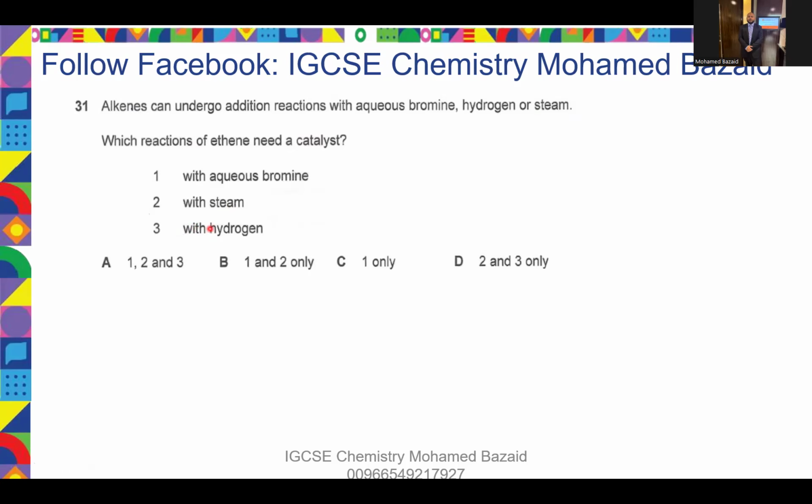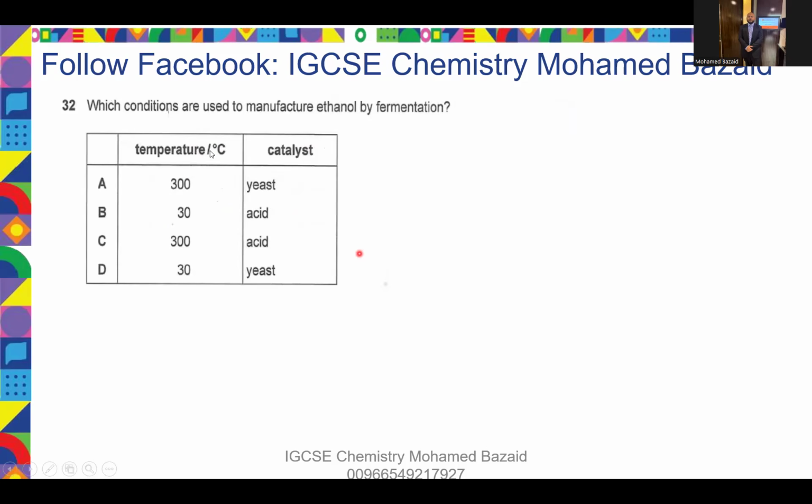So number 1 is not correct. 2 and 3 are correct, which is letter D. With the steam, I need phosphoric acid to form alcohol. And with the hydrogen, I need nickel to form alkane. 31, answer is letter D.